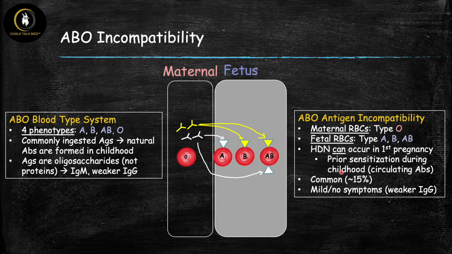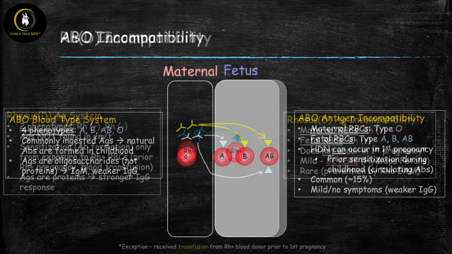And in fact, it is a pretty common thing to have this type of mismatch and hemolytic disease of the newborn. But thankfully, the symptoms are usually very mild or even no symptoms. Clinical significance is rare here, and that's because of what we talked about. Because of these carbohydrate antigens, there's a much weaker IgG response. Therefore, hemolysis is less severe and symptoms are very mild. This is going to be a major contrast to the Rh incompatibility that we're going to talk about next.